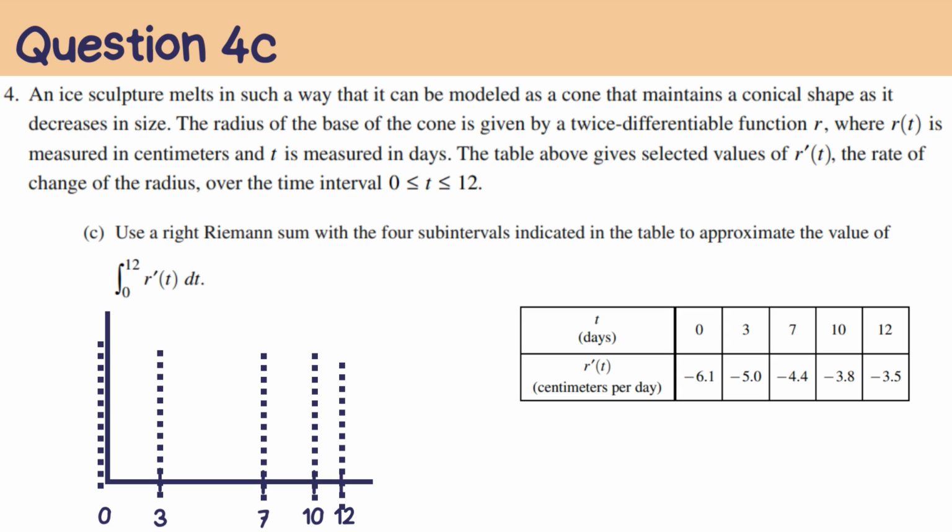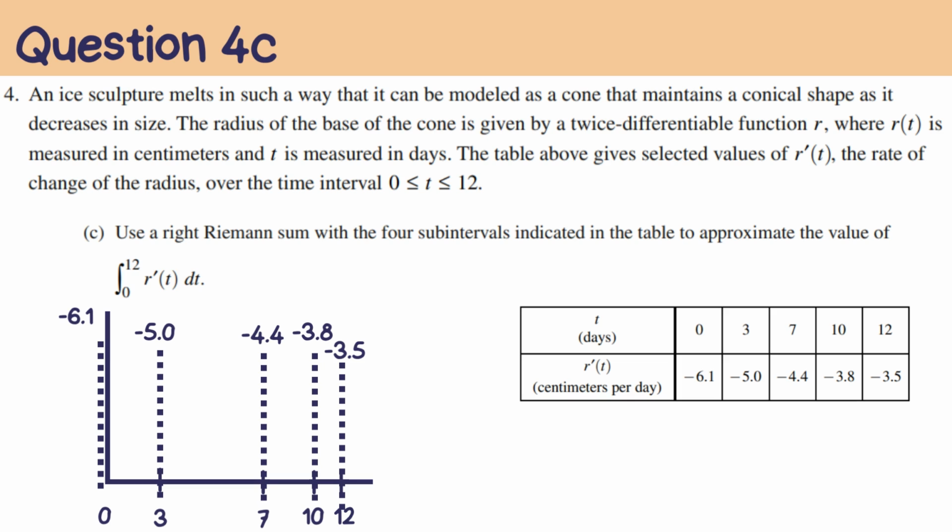So here it is. I just have this x and y plane, and then I place my t values on the bottom, which in this case is 3, 7, 10, and 12, and then also 0. And then I draw this line on top of each one and place its corresponding y value, or r prime of t value. For each number, I just place its y value like so.